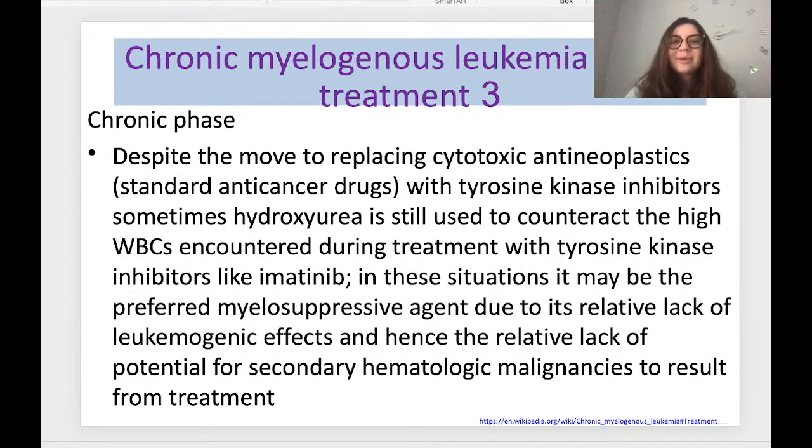Despite the move to replace cytotoxic anti-neoplastic standard anti-cancer drugs with tyrosine kinase inhibitors, sometimes hydroxyurea is still used to counteract the high white blood cell count encountered during treatment with tyrosine kinase inhibitors like imatinib. In these situations, it may be the preferred myelosuppressive agent due to its relative lack of leukemogenic effects, and hence the relative lack of potential for secondary hematologic malignancies to result from treatment.